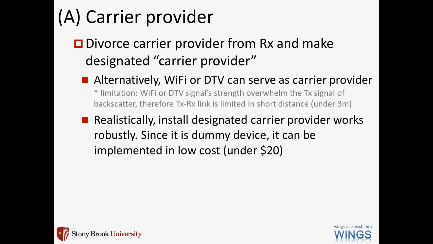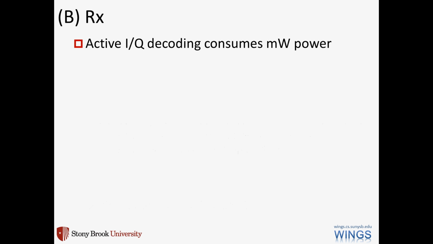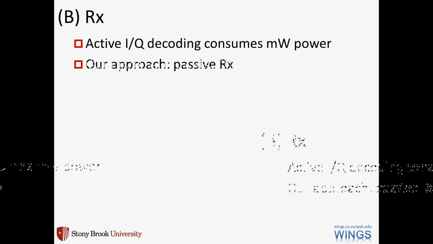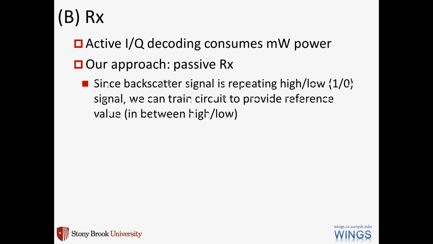Since it is a dummy device that only provides the carrier, it can be implemented at low cost, under $20. It has no intelligence, so we force them to divorce the carrier provider and the RX. So we have an independent carrier provider. The RX has active IQ decoding and consumes milliwatt power. So our approach is a passive RX.